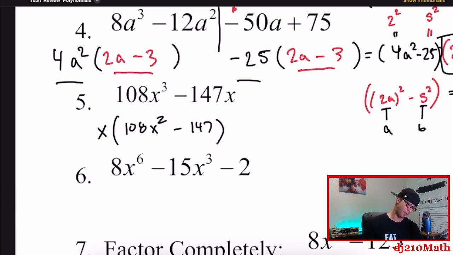Coefficient-wise, we could take out a 3. That's the number that jumps out at me. 108 is divisible by 3, and so is 147. I wonder if 108 is divisible by 7. 7 goes into 10 once, 38? No, it's not. So let's take out a 3.